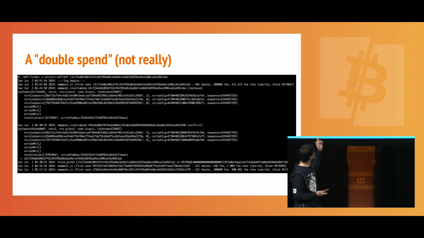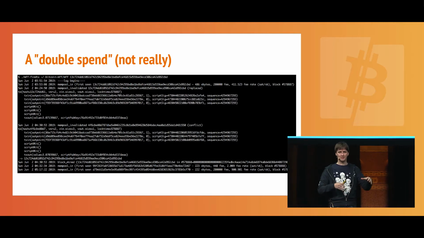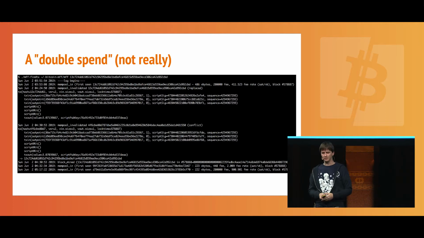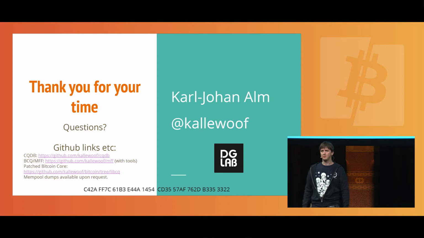If you look at the times, you will see that there's a big time to find this RBF bump version, but they don't care about it. They see the RBF bump as a clear double spend, and they ignore it. So anyway, that's all I have.